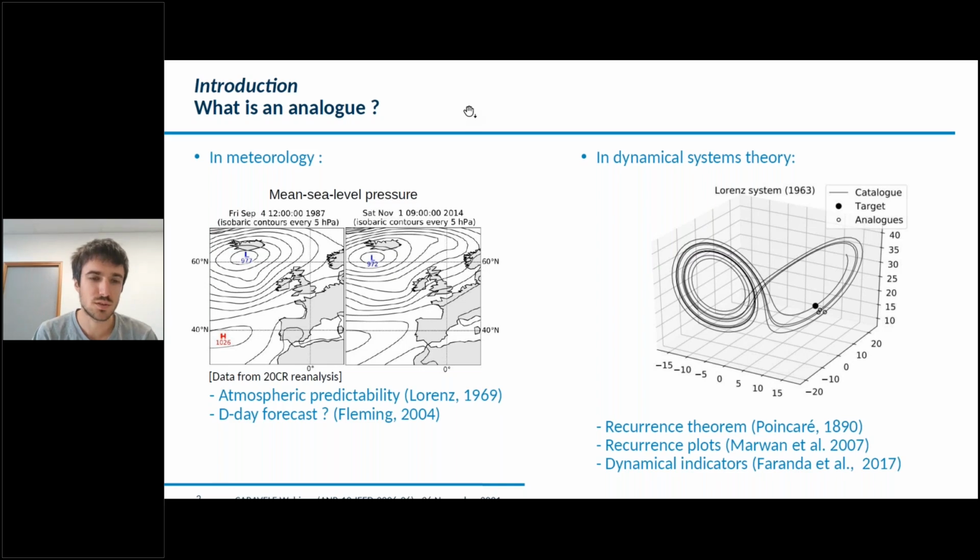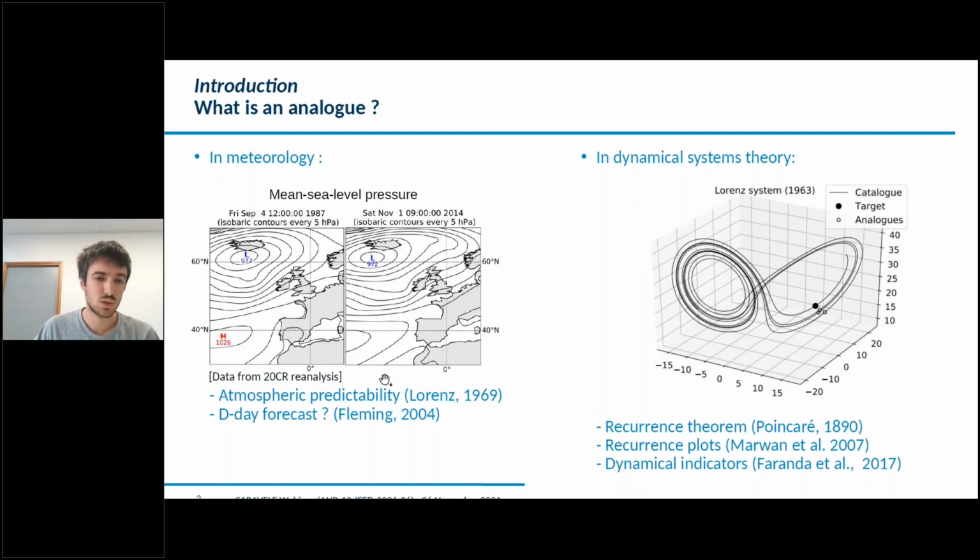I guess you start to understand it now, but it comes from the idea that for many systems, including the atmospheric system, you have recurrences. So the weather that you see on a given date is very likely to have been seen already in the past, up to a small difference. So here, for instance, this is the pressure situation on the 1st of November 2014, and you can see that the pressure situation on the 4th of September 1987 was very similar. Okay, so that's a fact.